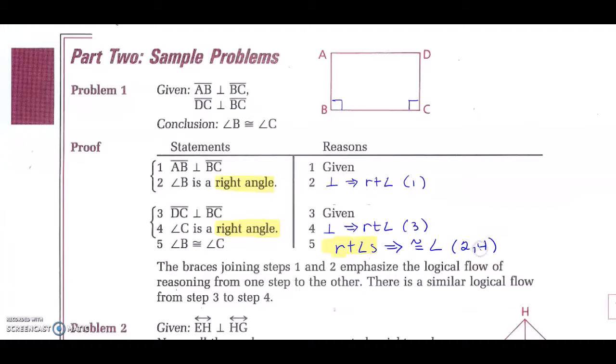When we get more into chapter 3, you'll be required to do the number in the parentheses. So I inferred perpendicular implies right angles from line 1, perpendicular, right angle. And then this reason came from line 3. And then the fifth reason came from lines 2 and 4. Now, I am saying angle B is congruent to angle C, so I'm going to mark that again with a tick mark on the diagram.